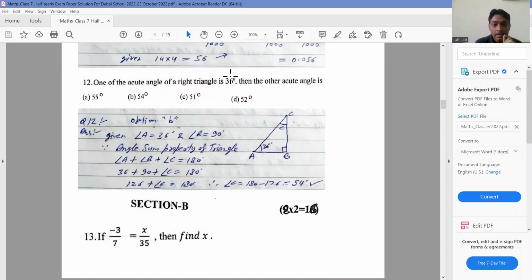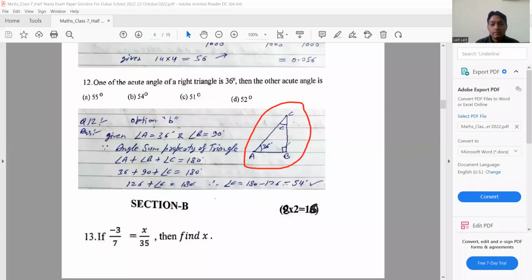So okay, bachcho, here they have already given that this is a right angle triangle. So when I just draw this right angle triangle ABC, where angle B is 90 degree because it is a right angle triangle, and one acute angle is 36, we need to find the second acute angle. So we know the angle sum property of a triangle. The sum of all three angles of a triangle is 180 degree. Just put the value of A, which is 36, B, which is 90 degree because it is a right angle triangle, and we can find C. So 126 plus C is equal to 180.